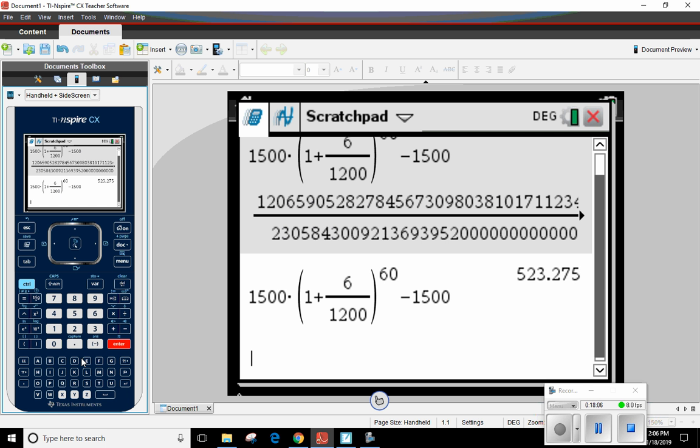Yes. So this isn't the total amount. Actually, at the end of 5 years, the total amount would be $2,023.28. This is just how much it's grown in the 5 years. Yeah, the interest. Okay. And remember, if you just wanted the total amount, then we wouldn't worry about the minus 1,500, minus the original.